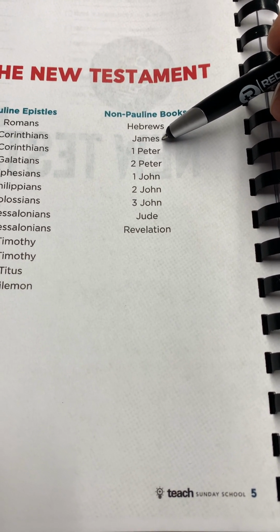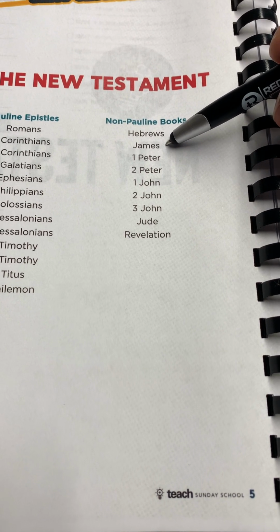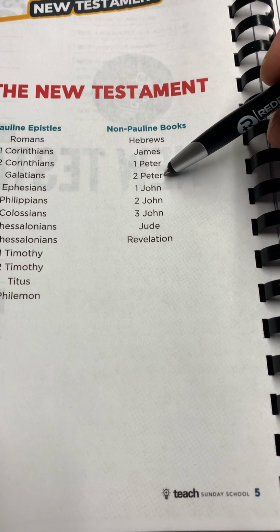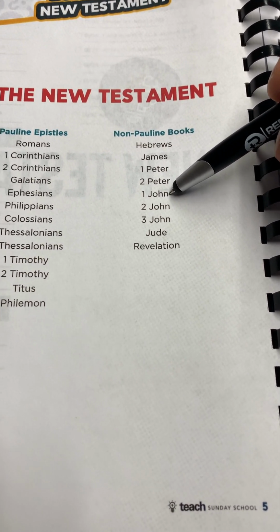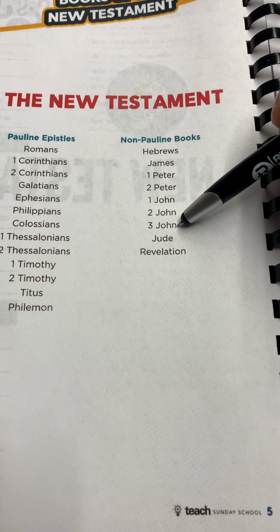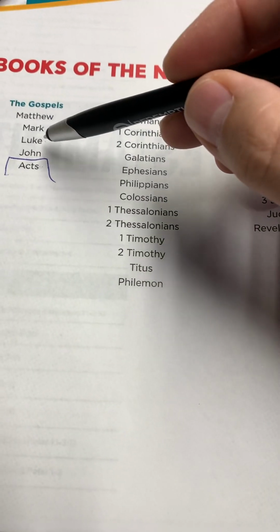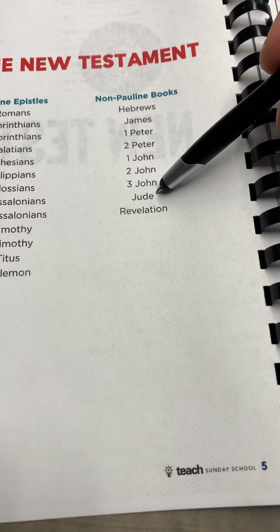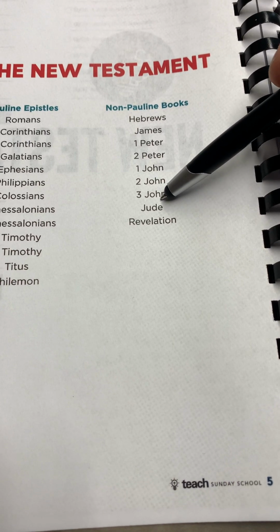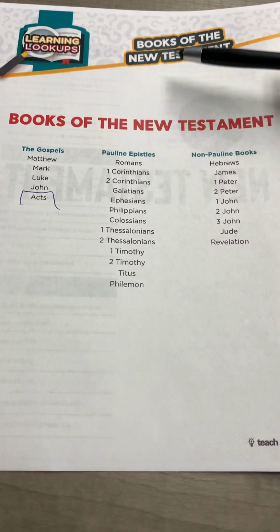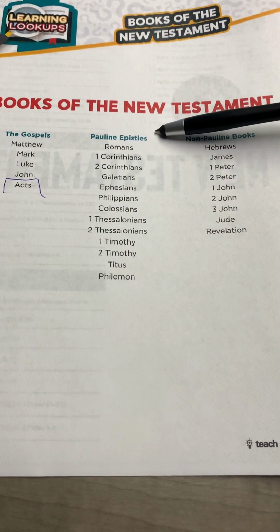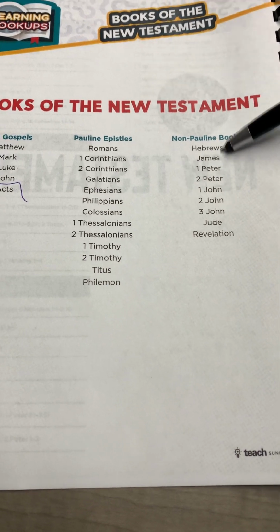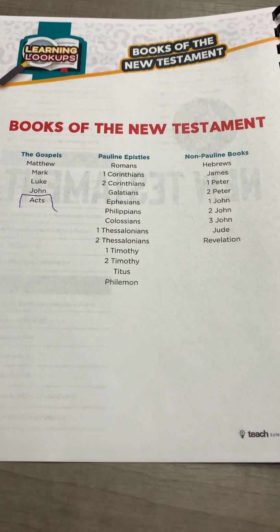The epistle of James was written by Jesus's half-brother, James, who was a prominent leader in the early church. And 1st and 2nd Peter are written by the Apostle Peter, as well as 1st, 2nd, and 3rd John, which are written by the Apostle John, who wrote the Gospel of John, as well as the book of Revelation. Jude is another half-brother of Jesus, and this is his epistle. And so there you have it. You have the Gospels and the book of Acts, you have these Pauline letters, and these non-Pauline letters written by various authors, and those are the 27 books of the New Testament.